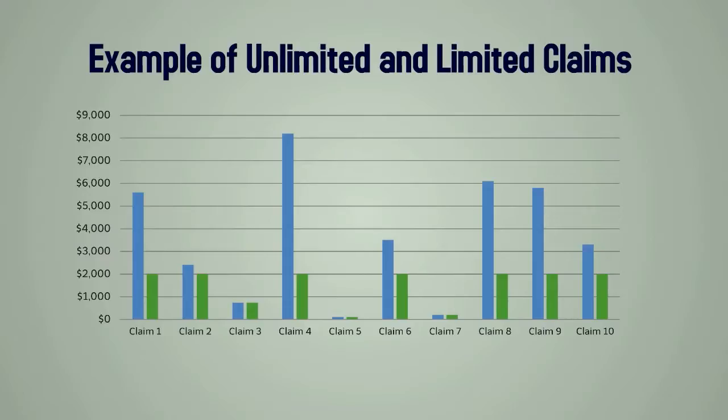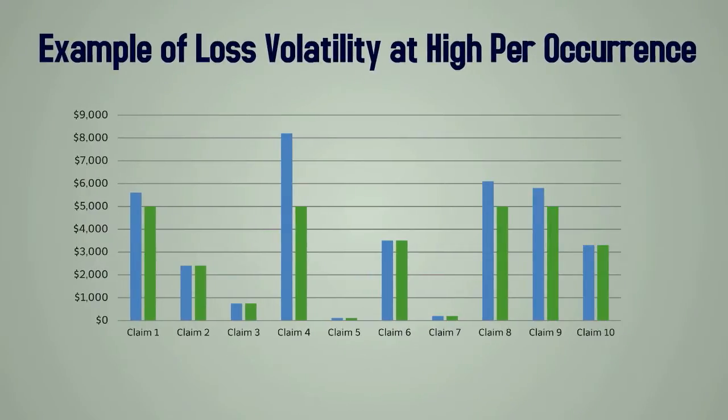Okay, in this first graphic here, what we show is 10 claims that a company has experienced, and we show the unlimited loss amount, and next to that we show the impact of a $2,000 per occurrence limit on the claims, and you can see it greatly reduces the individual volatility of the claims. Now in this example we show the same 10 claims, but this time we have a higher retention at $5,000. And you can see at the higher retention, we're picking up a lot more variability in the individual claim, so we have more loss volatility at this higher per occurrence retention.